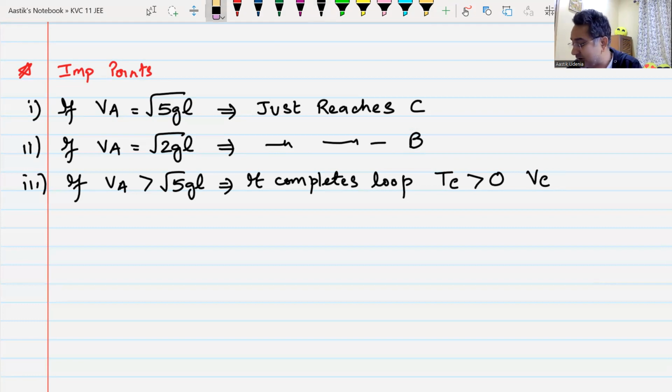See, this is simple maths. I can't teach you this much maths because that would be a very sad day. And velocity at point C would be greater than root GL. Do we understand this?